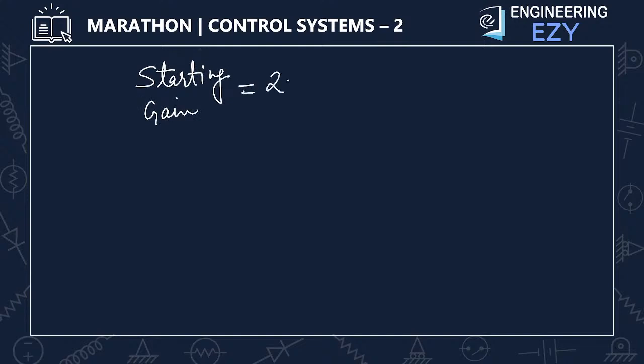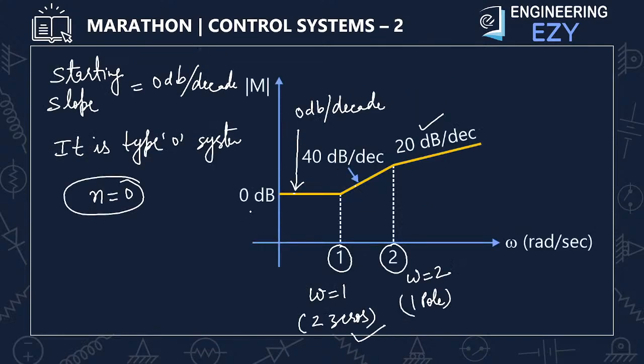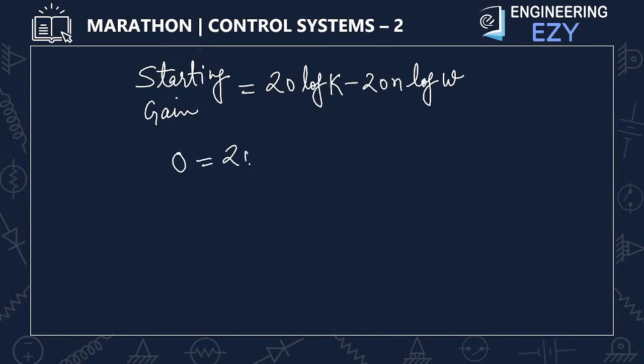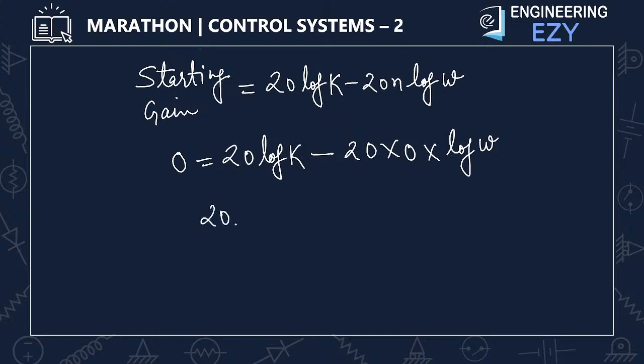Starting gain is equal to 20 log k minus 20 n log omega. And starting gain is nothing but 0 dB. So 0 is equal to 20 log k minus 20 into 0, because for a type 0 system n is equal to 0, into log omega. Whatever be the omega, for a type 0 system n is equal to 0. So 20 log k is equal to 0. If I take the anti-log on base 10, I get k is equal to 1. So k is equal to 1.